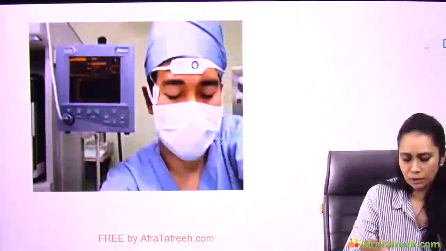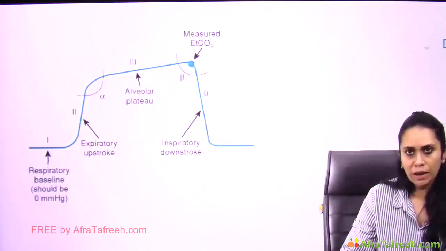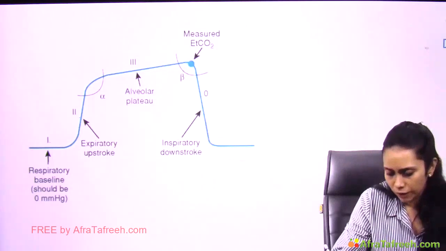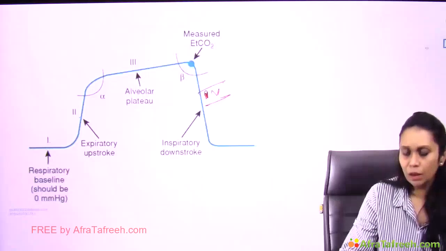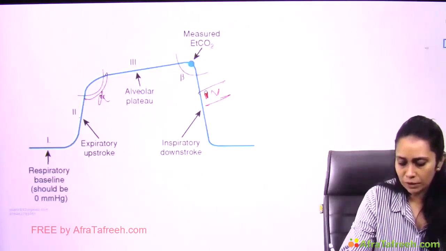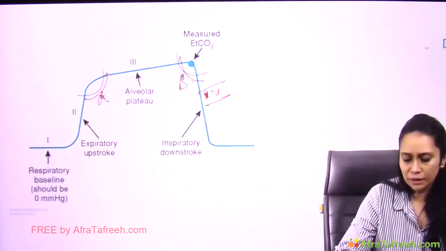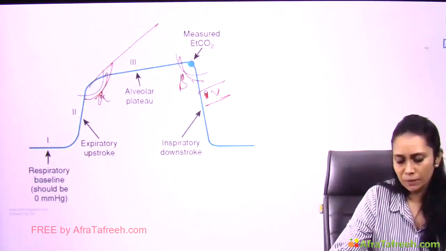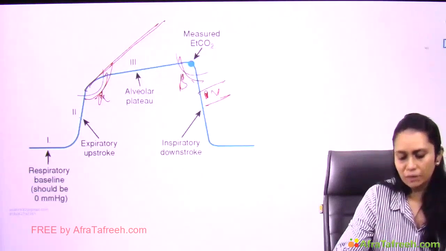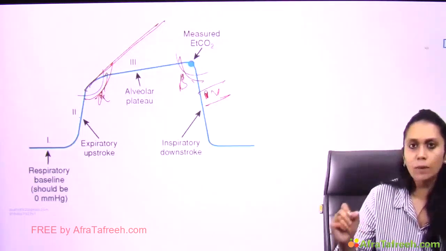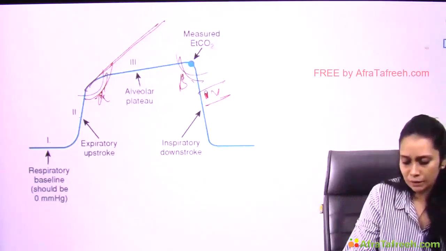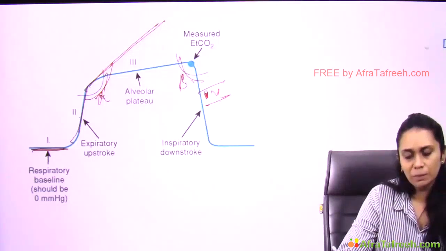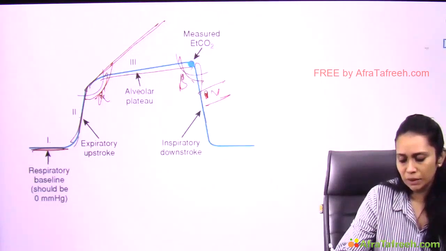This is a normal waveform of capno, right? We have already studied phase 1, phase 2, phase 3, and this is called phase 4. Guys, it has 2 angles also, alpha angle and this is beta angle. Alpha angle increases in any partial obstruction, right? So if there is any partial obstruction, the upsloping of the plateau will take place and alpha angle would increase. This is baseline, that is dead space ventilation. Then this is dead space plus alveolar, only alveolar and inspiration, right?